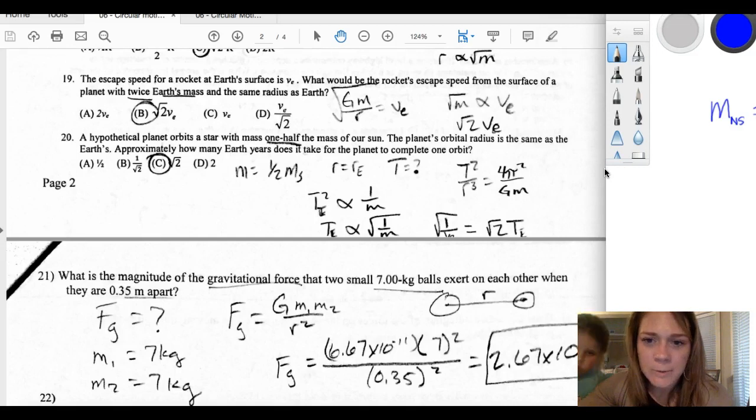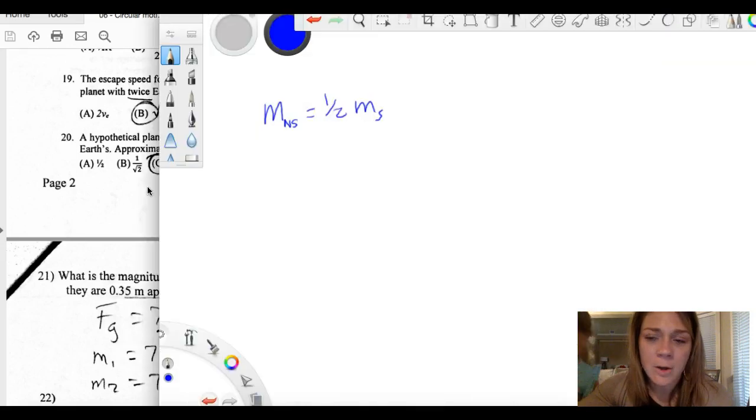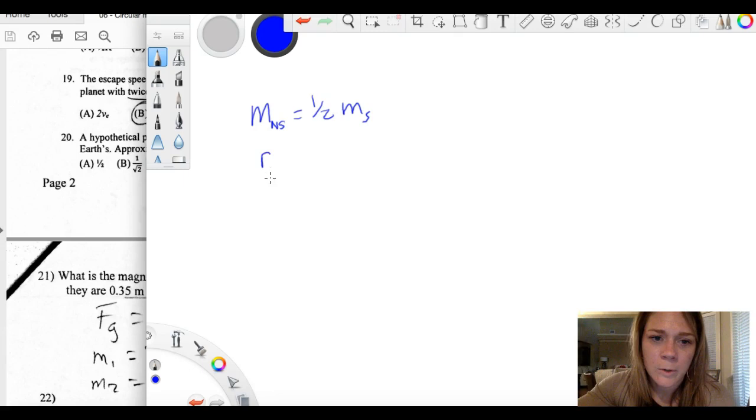The planet's orbital radius is the same as the Earth's. Good. So we're going to say the radius of the new planet equals the radius of the Earth.